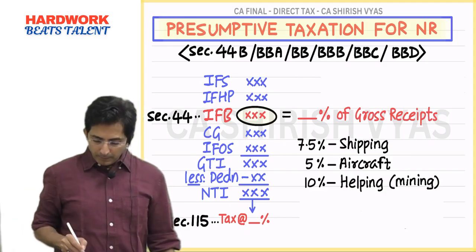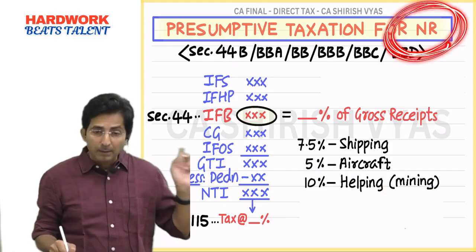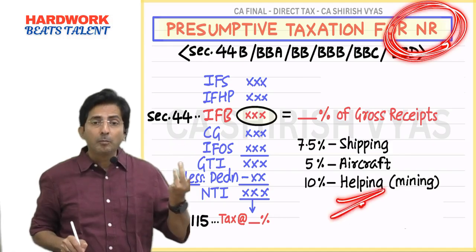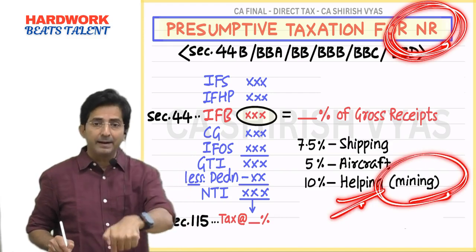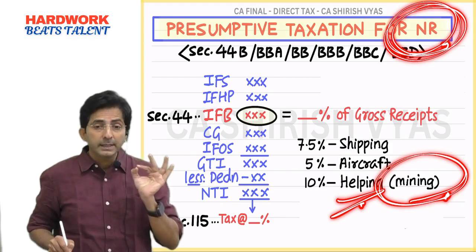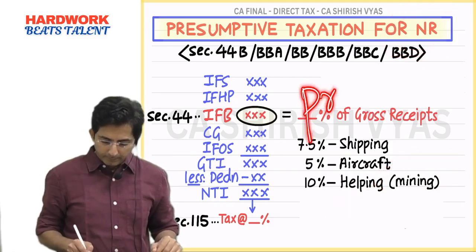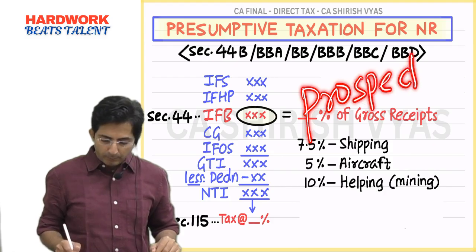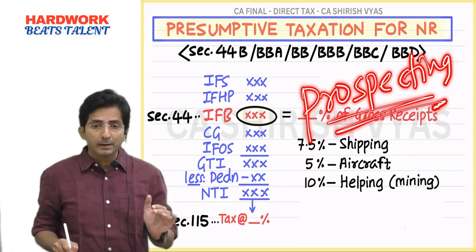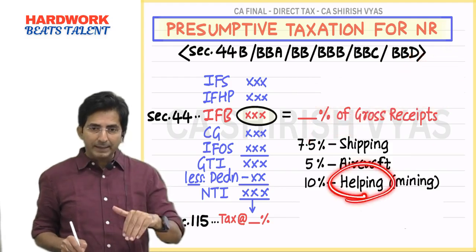So tell me, here I have written what? Helping mining. Who is helping? That non-resident sitting abroad, maybe in China, Japan, they are helping. Helping whom? The mining business of India. Helping for what? Searching minerals and extracting minerals. You know what is the meaning of searching? Prospecting. In my printed book, you will find the word prospecting. Prospecting means to search where the minerals are. Prospecting and extracting. So you are getting help for prospecting and extracting.